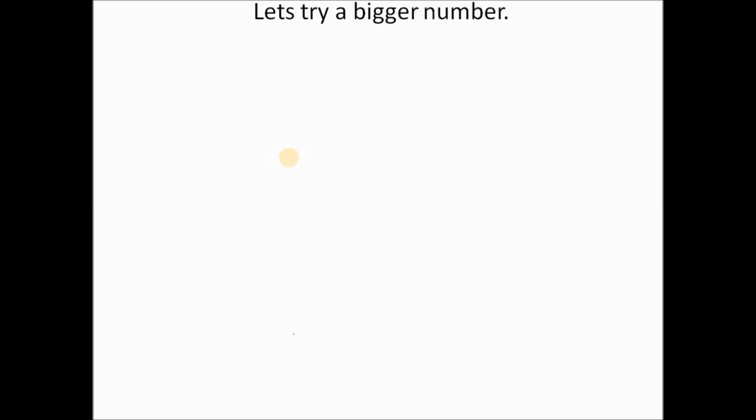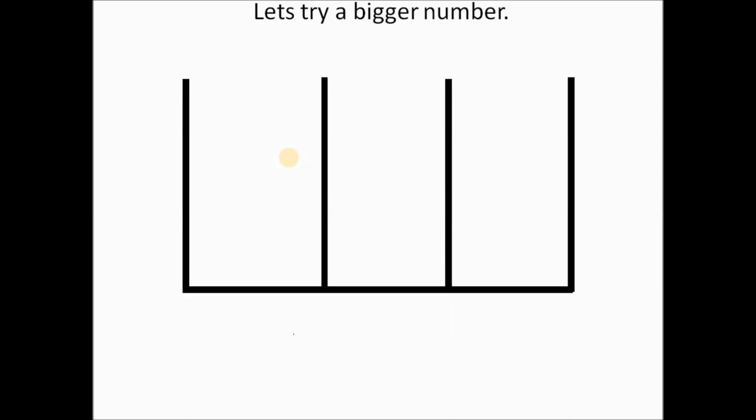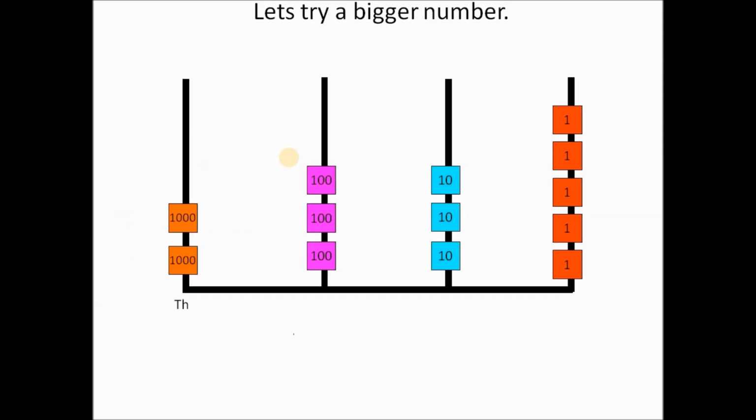Let us try a bigger number. There are some symbols here, and each of these has a specific place. If we start reading the number from the right hand side, we have the units place, then the tens place, the hundreds place, and the thousands place.